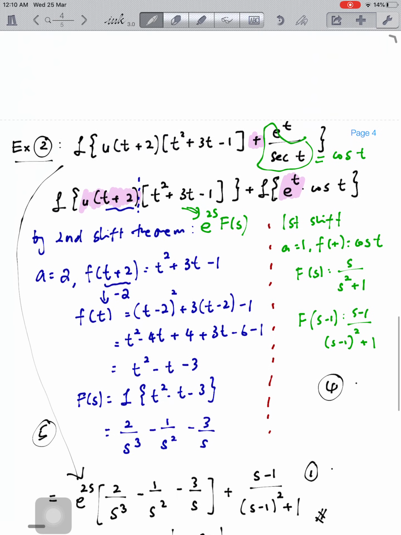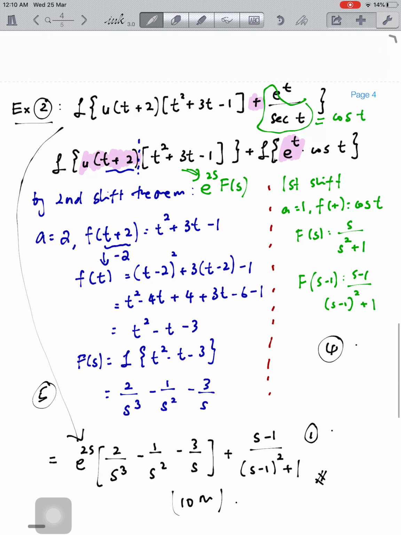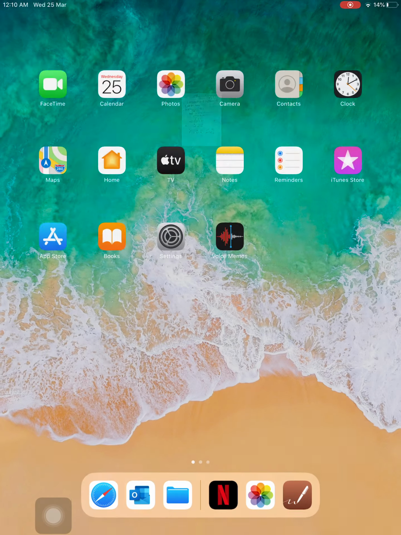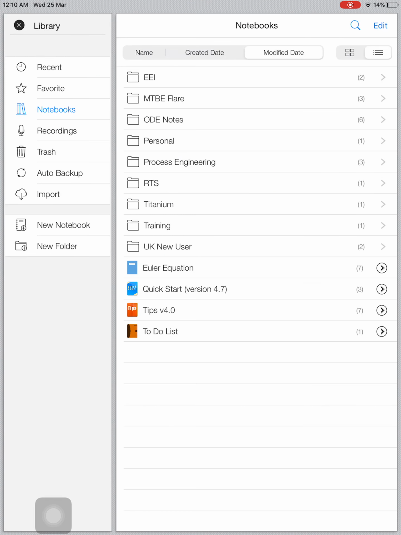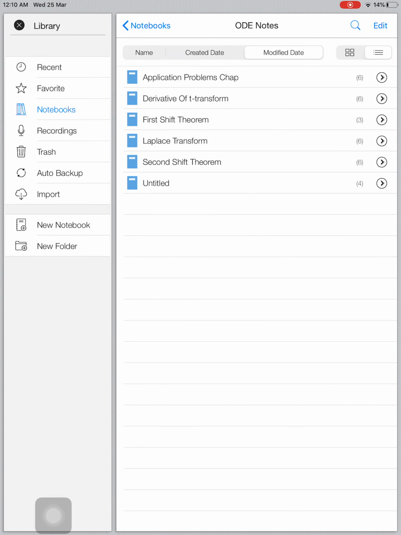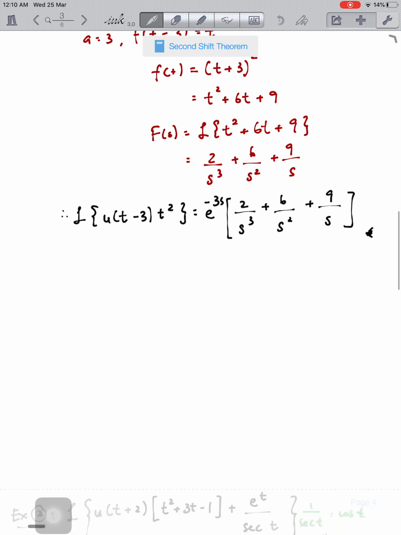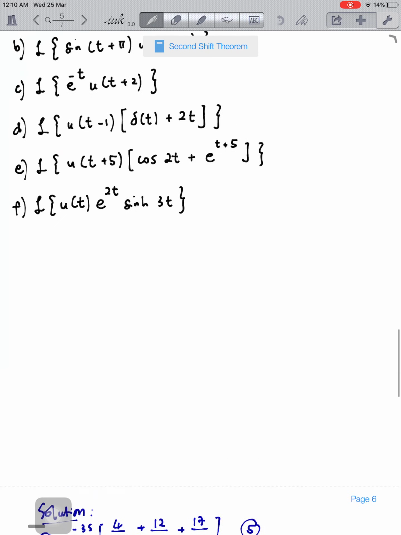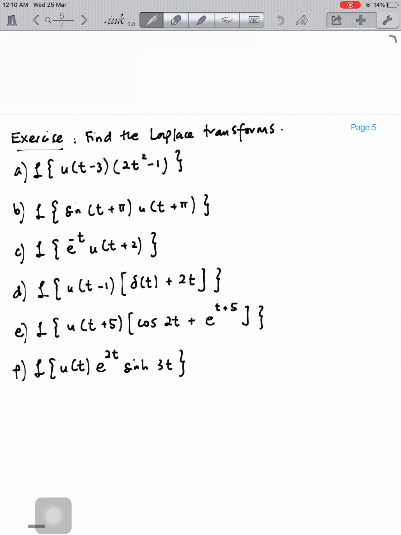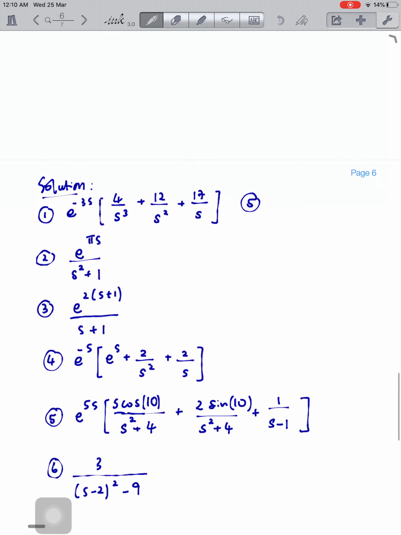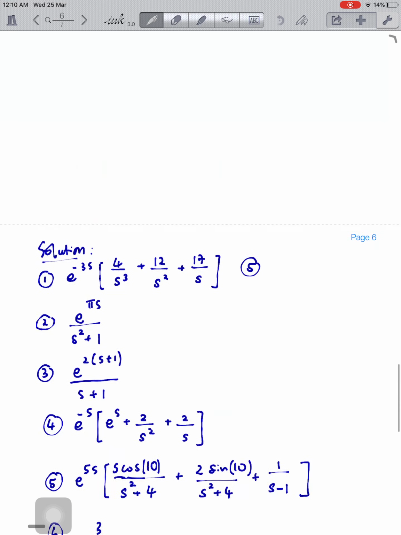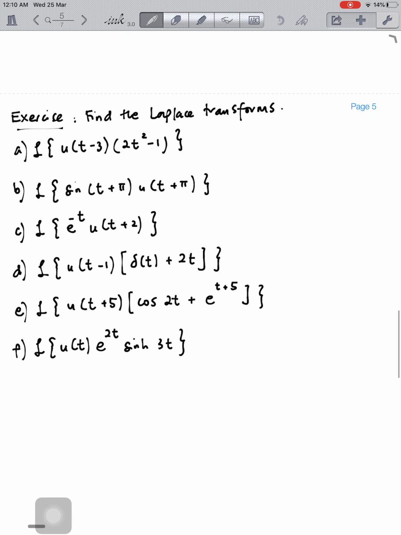Alright, so that is going to be for the second shift theorem. As usual, I've put together the notes for this, and with the notes there will be exercises for you to try. I have a bunch right here that you can go figure out by yourself. This is going to be a really good exercise to test your understanding, and the solution is at the bottom right there. And these are combinations of tests and final exam questions from previous semesters. So give it a go.